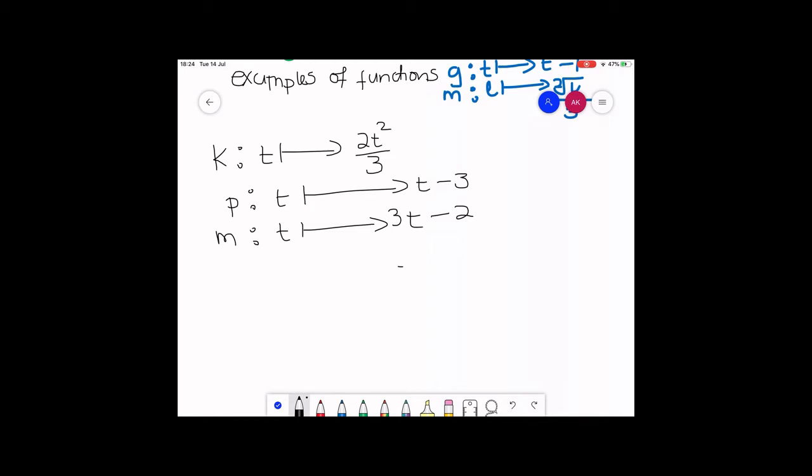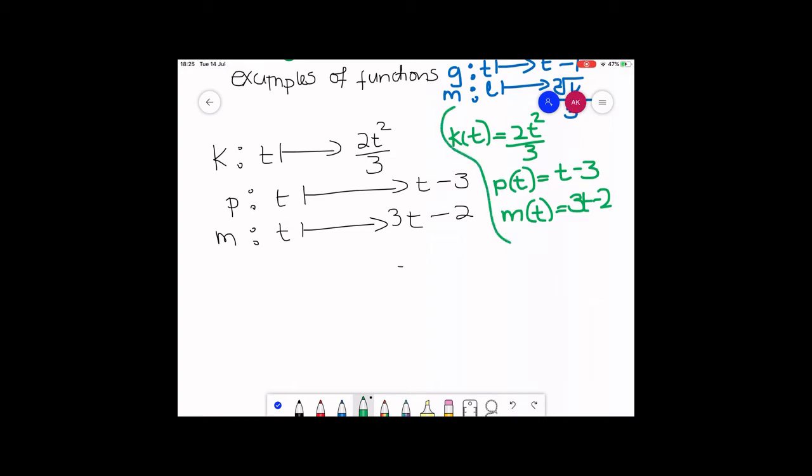But in your mind, if you prefer, these functions will be looking like this. This is k of t is equal to 2t squared over 3. This one is p of t is equal to t minus 3. And the last one is m of t, which is 3t minus 2. So you can be looking at these functions like this so that it's easy for you to see.